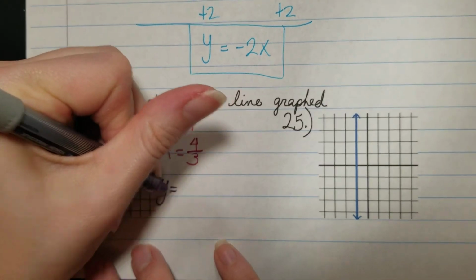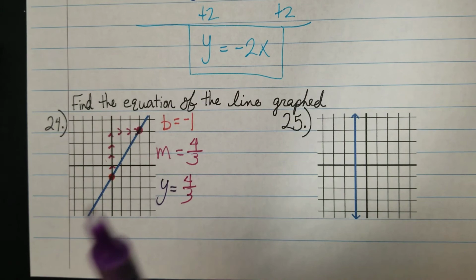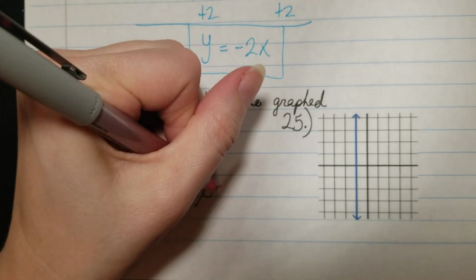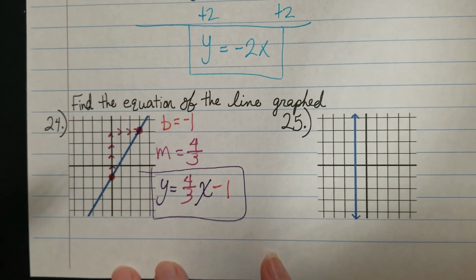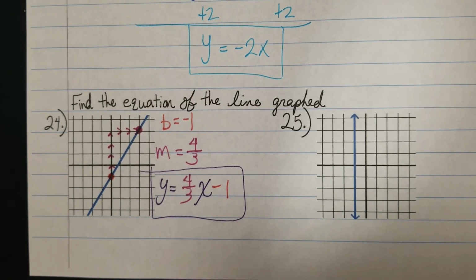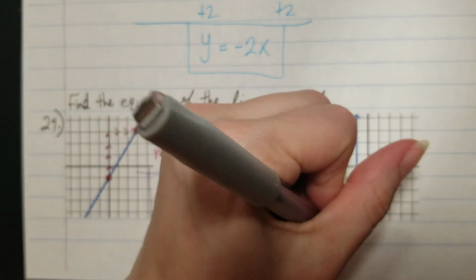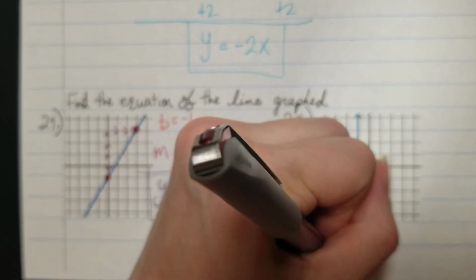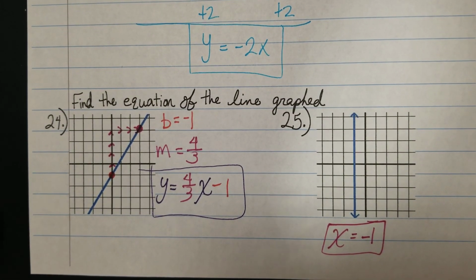So y equals 4/3 x minus 1. And then number 25 is a vertical line, so the equation is going to be x equals negative 1. All right, that's it.